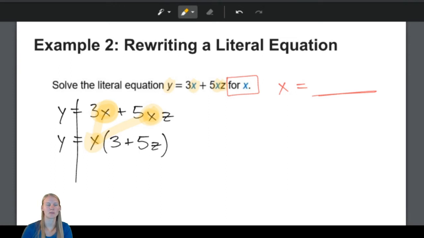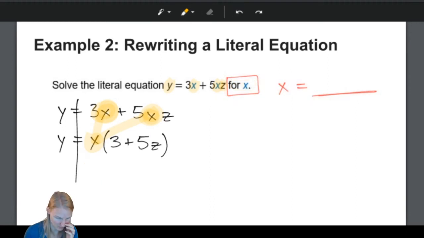Now, I know what you might be thinking. Why? Why did we do that? Well, remember that we are solving for x. We are trying to get x equals something. So we're trying to get x by itself. Here, x is more by itself than it was up here.